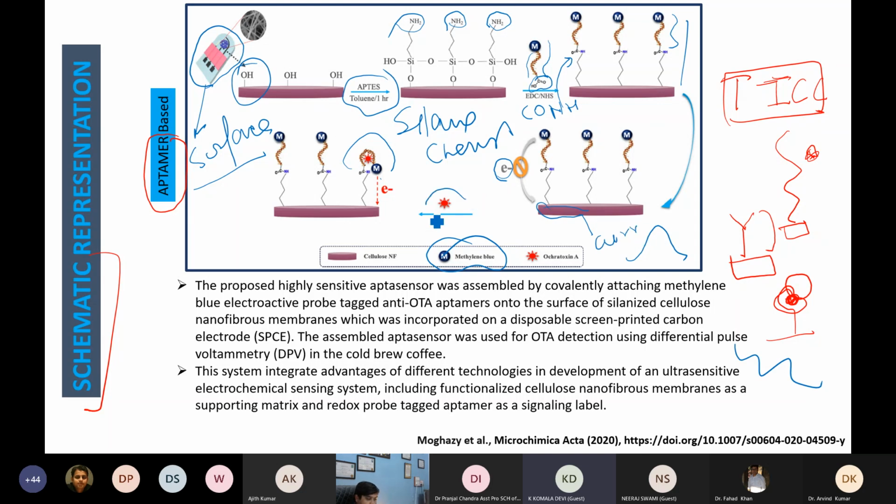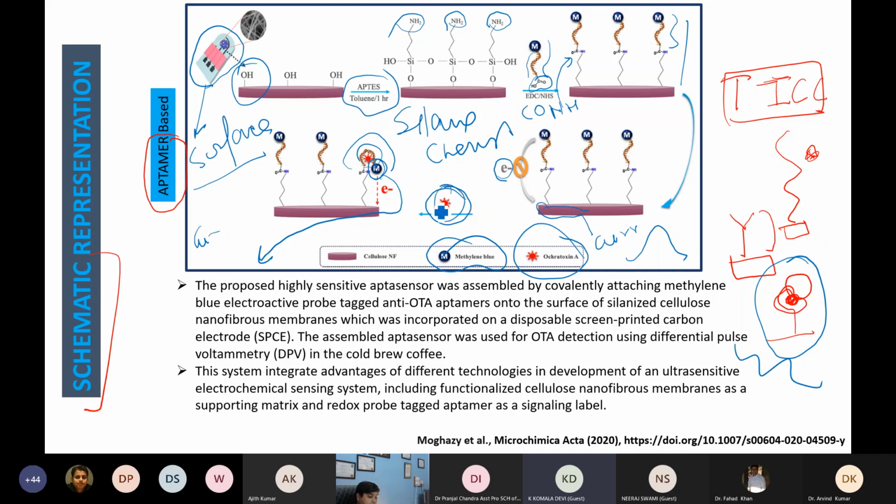Now what is happening? This is the toxin, ochratoxin. So when it comes into the system, it folds the way I explained here. Now this methylene blue oxidizes, and this electron will go into the circuit, right? When it goes into the circuit, the current will generate.